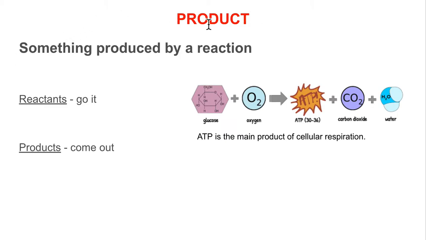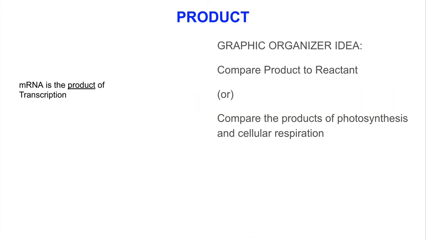So product, I already mentioned it, is something that is produced by a reaction. Reactants go in, products come out. Make sure you know that the product of photosynthesis is the reactant of cellular respiration, and then the reactant of photosynthesis is the product of cellular respiration. So it's a big circle. So a good graphic organizer, compare product to reactant, or compare the products of photosynthesis and cellular respiration.